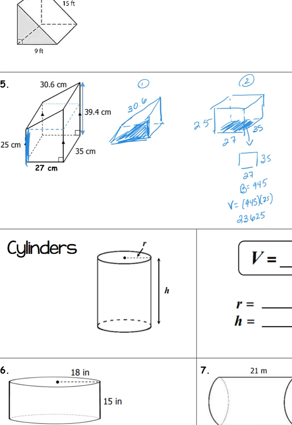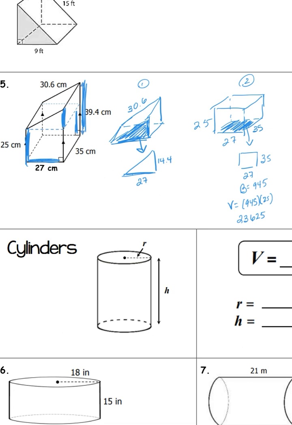Now let's look at our triangle prism. So on this one, I know the triangle up front is my base. So I'm going to draw it off to the side. I can see that this part is 27, so that's going to be right here. Now I need to know how tall this little piece is. So if this whole thing is 39.4, and I know this much of it is 25, when I subtract those, I get that this part is 14.4.